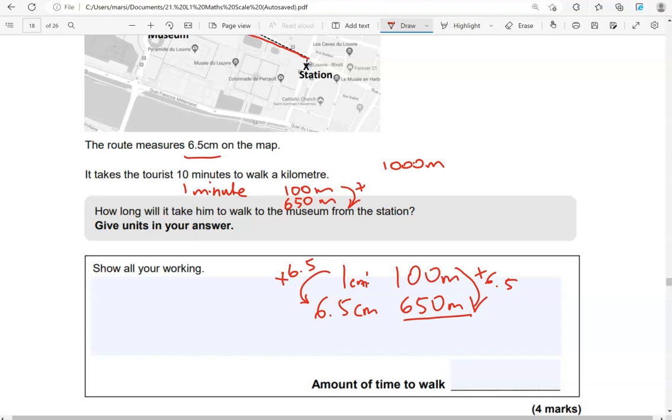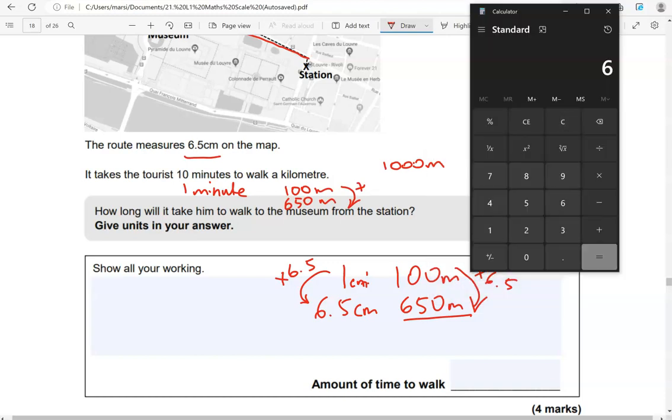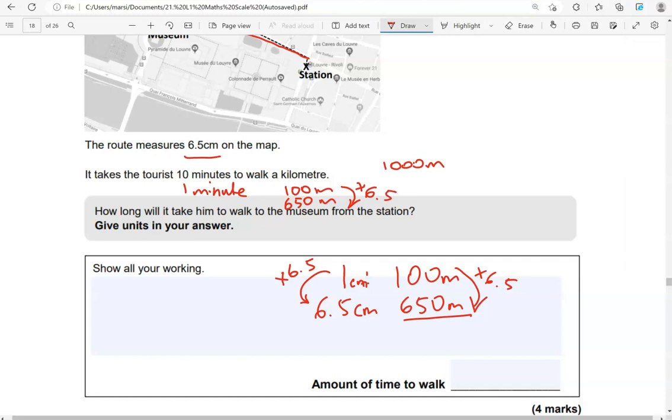What do we multiply 100 by to get to 650? So we'll do 650 divided by 100, which is 6.5. So we'll do this here, times 6.5. 1 times 6.5 gives us 6.5 minutes. So it will take him 6.5 minutes to do the distance.